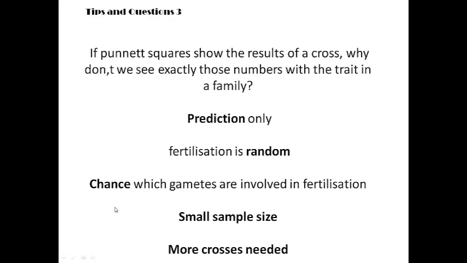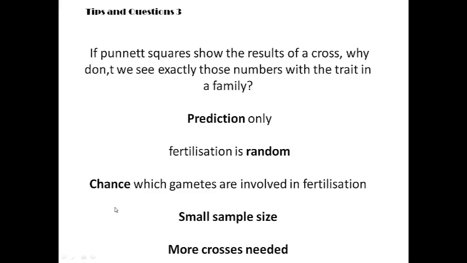So if you get a question where they're asking why in a family, for example, do I not have 3 children with dimples and 1 child without, there are several ideas you need to cover in your answer. Firstly, you need to say a Punnett square is only a prediction. Fertilization is actually a random event, and it's down to chance which gametes are actually involved in fertilization any particular time. Families are generally a small sample size, so you can't actually expect the family ratios to reflect the prediction of a Punnett square.